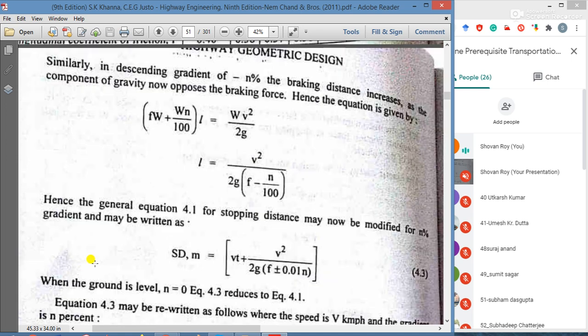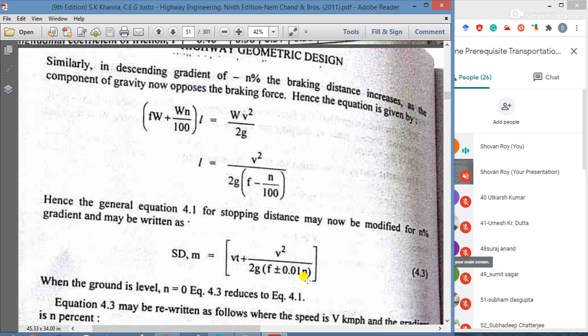Hence the general equation for stopping distance may now be modified for n% gradient, whether your gradient is ascending or descending. In both cases, this is the common formula for slope to calculate the sight distance: Vt plus V square by 2g times (f plus or minus 0.01 n), depending on the condition. N is the slope, which you can only get from the question.